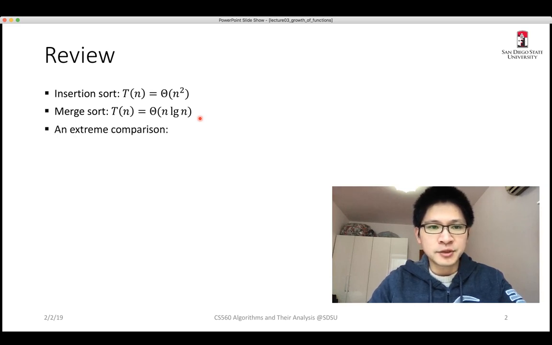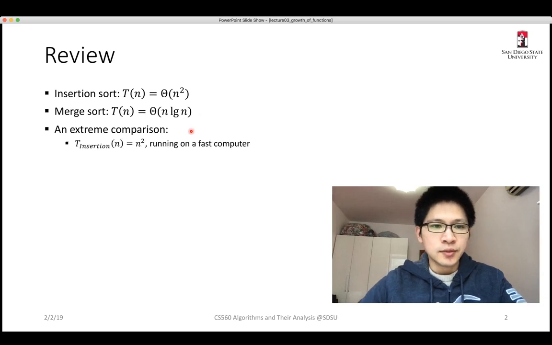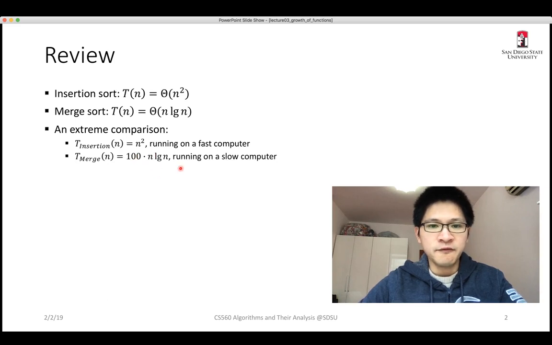So let's make this comparison a bit extreme: let the insertion sort algorithm run on a very fast computer. That means we let the constant before n squared be 1. And we let the merge sort algorithm run on a very slow computer, and we give it a very big constant. So even when the input sequence is very short, for example, n equals 10, the running time for merge sort is still quite big because the constant is as big as 100. Okay. So because now we have these concrete numbers, we can actually plot these two functions.